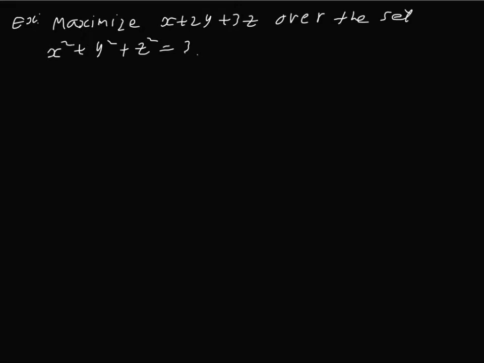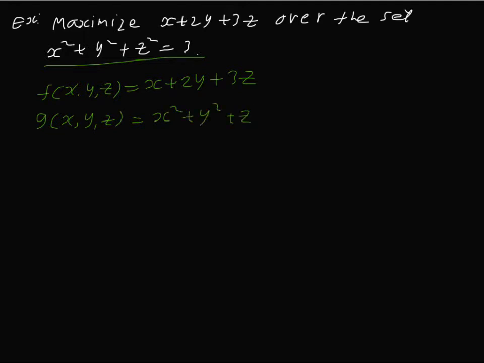Maximize x plus 2y plus 3z over the set x squared plus y squared plus z squared equals 3. So this is the constraint of this problem. We can write down the function f(x, y, z) equals x plus 2y plus 3z. Then for the g function, we have only one, that is x squared plus y squared plus z squared. Then we get the gradients of f and g.